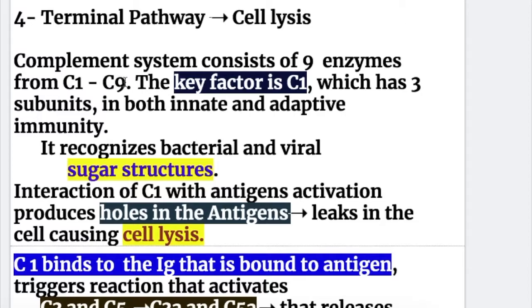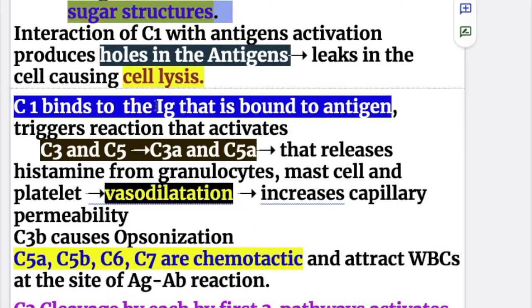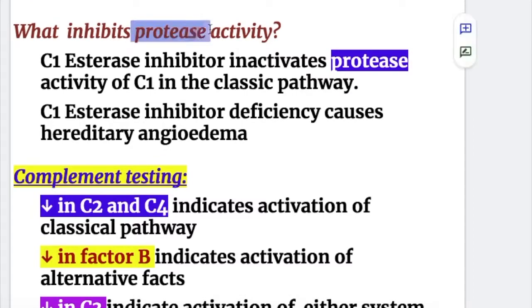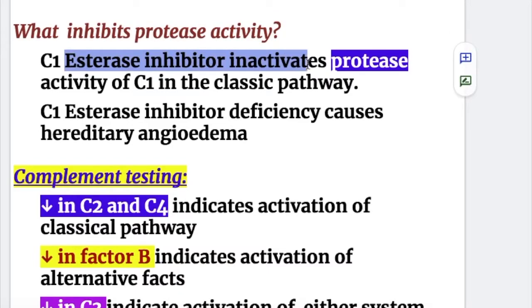The first step or the key factor in the complement is C1, which recognizes the bacterial and viral sugar structures, and C1 combines with the antibody that is attached to the antigen and makes holes in the antigen, causing chemotaxis and attracting neutrophils, monocytes and macrophages at the cell. C1, when combined with immunoglobulin, activates C3 and C5, and that releases histamines from granulocytes, mast cells and platelets and causes vasodilatation and increased capillary permeability. Now these enzymes, as I already told, have protease activity. So what substance inhibits protease activity? C1 esterase inhibitor inactivates protease activity of C1 in the classical pathway, and C1 esterase inhibitor deficiency causes hereditary angioedema.